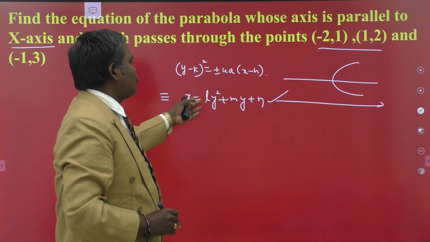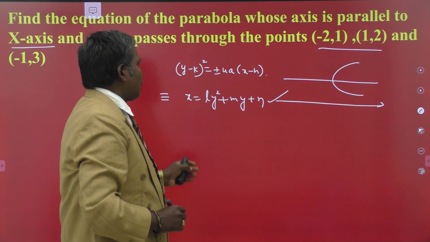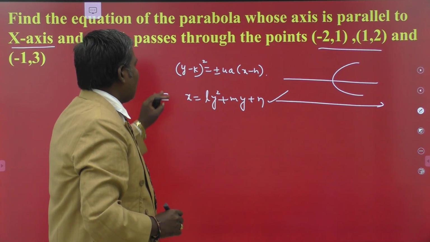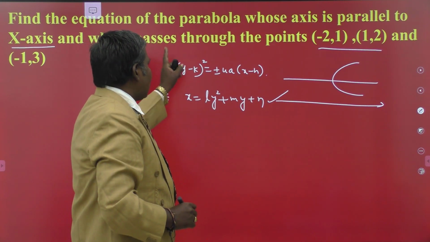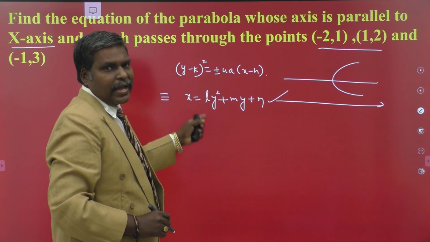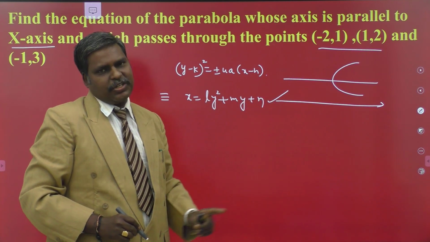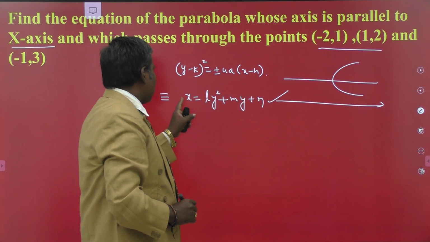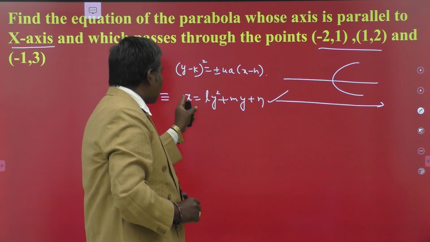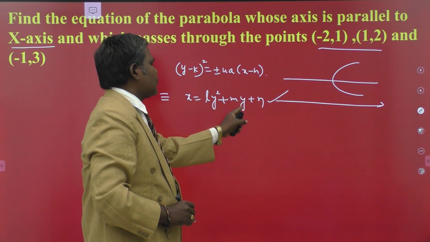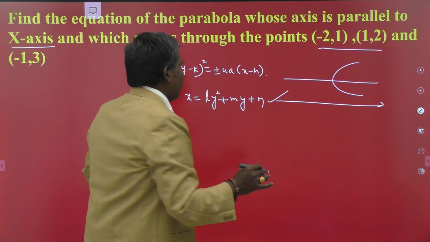These are the other forms of the equation of a parabola whose axis is parallel to x-axis as well as parallel to y-axis. So parallel to x-axis, start with x; parallel to y-axis, start with y, and write the expression in this manner. Parallel to x-axis, x is equal to ly square plus my plus n. Parallel to y-axis, y is equal to lx square plus mx plus n. Your job is 90% completed.